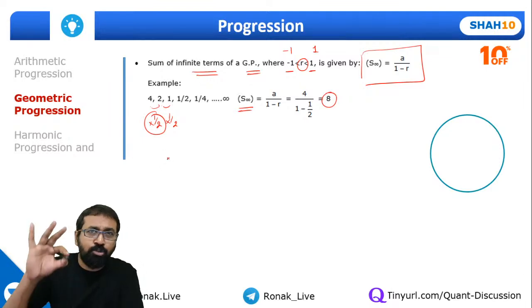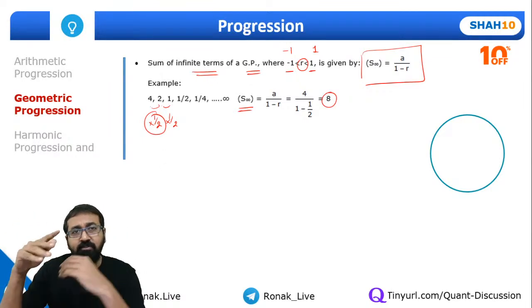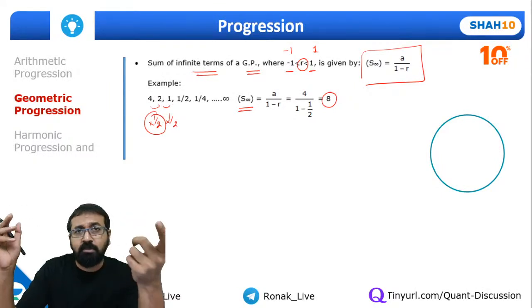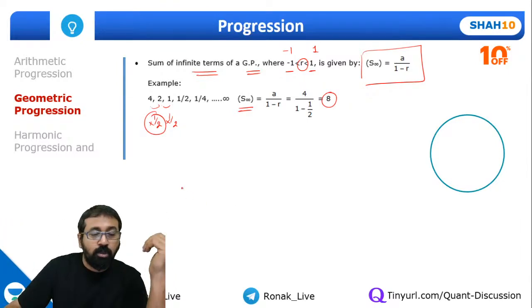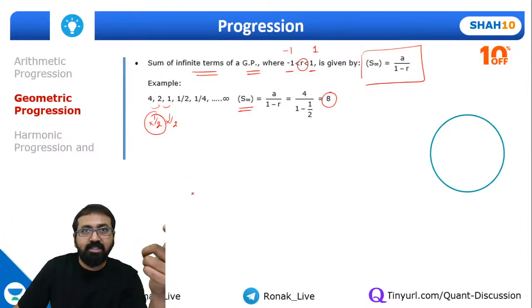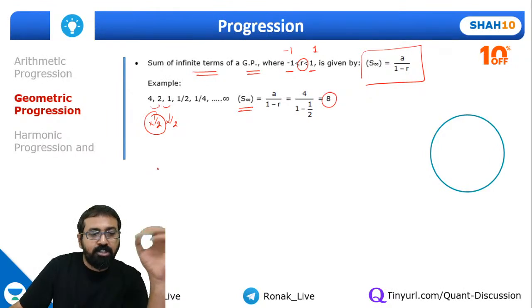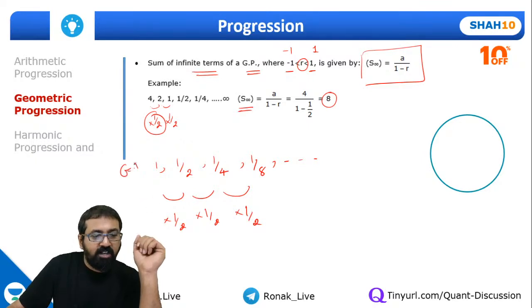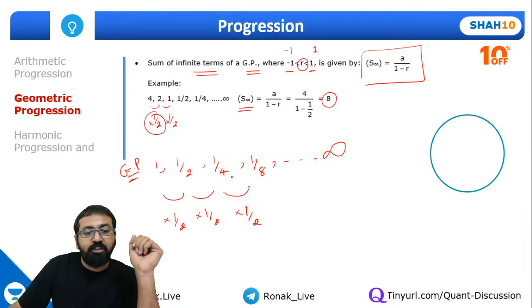Let me give you one example. I'm sure most of you are wondering how this is possible when we add numbers up to infinity. Shouldn't it be infinite? How can it be a finite value like 8? So I'll prove that, because unless I prove it, you will not understand it clearly. Let me take a simple progression: 1, 1 by 2, 1 by 4, 1 by 8, and so forth. The ratio here is again 1 by 2. Each term is multiplied by 1 by 2. This is a geometric progression, and we want to find the sum of infinite terms. Let me use a bit of geometry here.